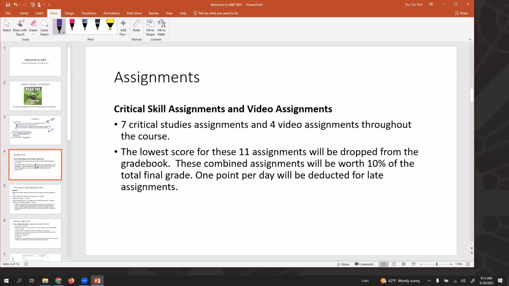So the first set of graded materials that you have to do is the assignments. The assignments include the critical skills assignments as well as the video assignments. The critical skills assignment is pretty much the things that we assume students come into the course with. We usually call it the hidden curriculum, where students who know how to be students do really well in the class. These critical skills assignments teach students how to be students.